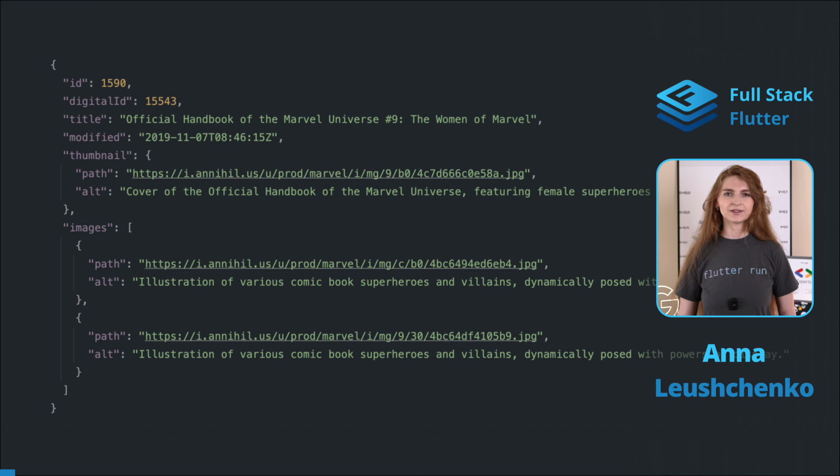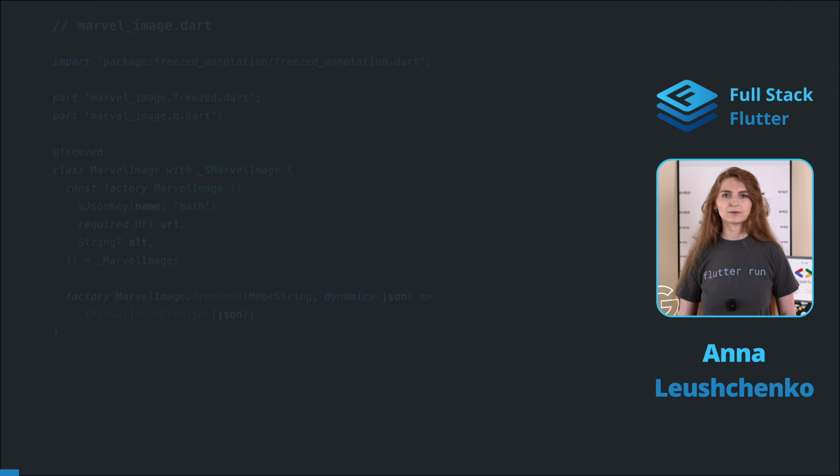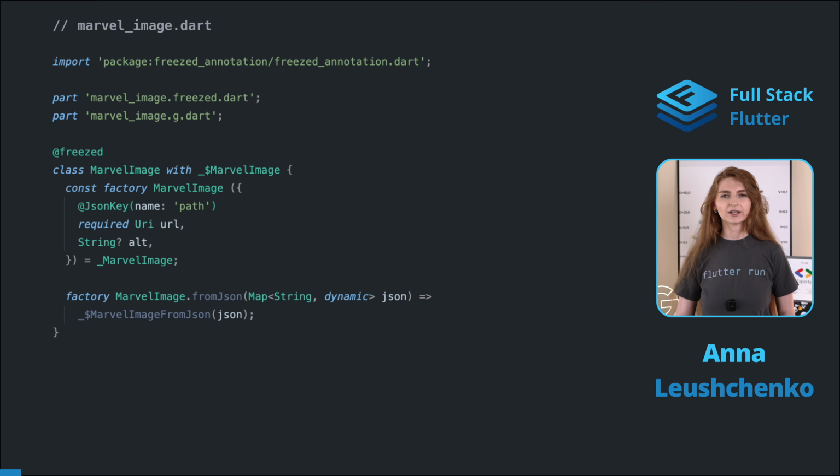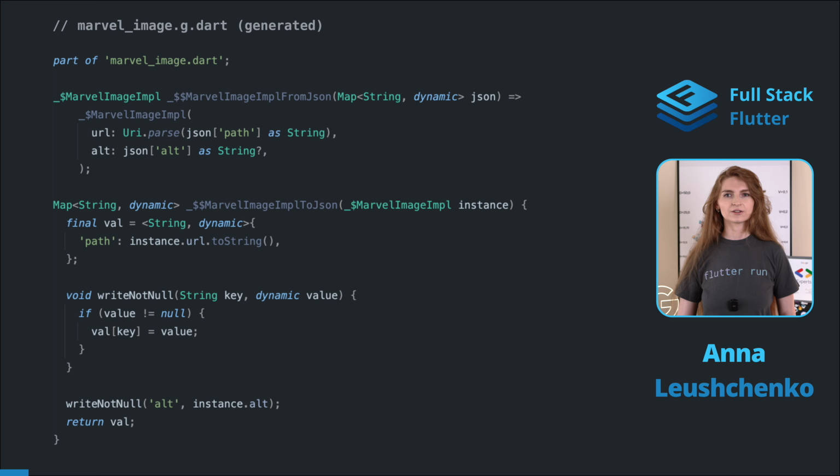Let's say that it's more convenient for us if the path field of an image is called url. For that, we have to update the MarvelImage class. We add a JsonKey annotation over the field that is now called url and give its name value path. Now, in the generated code, it is the url field that gets the value obtained from the path JSON key. My personal preference is to always provide names in JsonKey annotation, even if the class field name matches the JSON key name. This way, it's easy to avoid bugs when the Dart class field gets accidentally renamed.